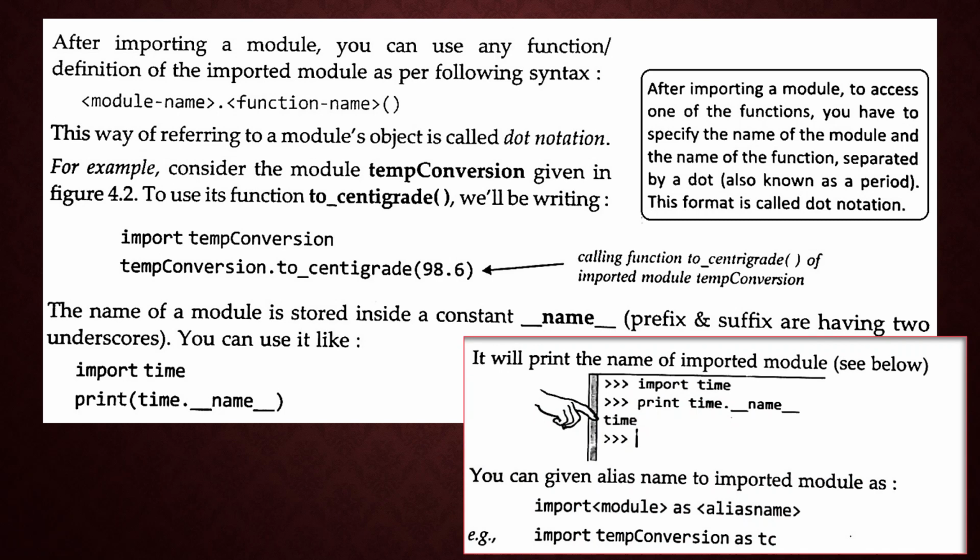And here you can give an alias name to an imported module as import module as alias name. See, alias name means we can rename the things, not renaming actually. So we can use some other name to represent a particular module. Using alias name, import module as alias name, import temp conversion as TC. So whenever we are using temp conversion, we can use TC. No need to write the whole thing, temp conversion. So just we can use TC.